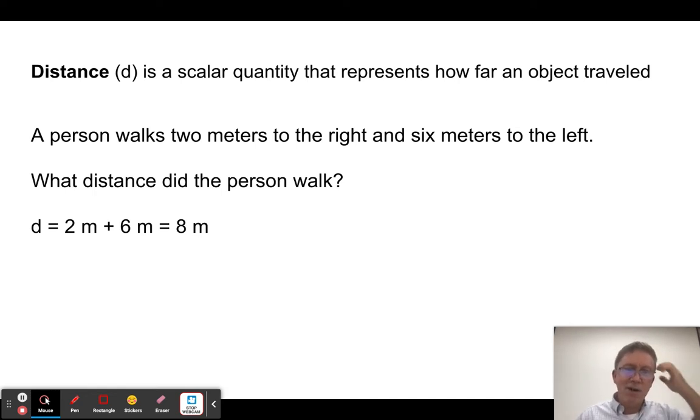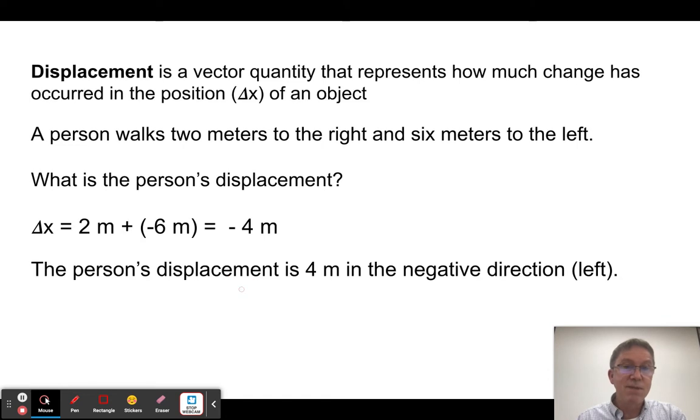Well, you don't have to be a rocket scientist. I think if you asked any kindergartener, well, that person walked 8 meters, right? They walked 2 meters this way, they walked 6 meters that way. That person just walked 8 meters. Doesn't matter which direction they walked, 8 meters.